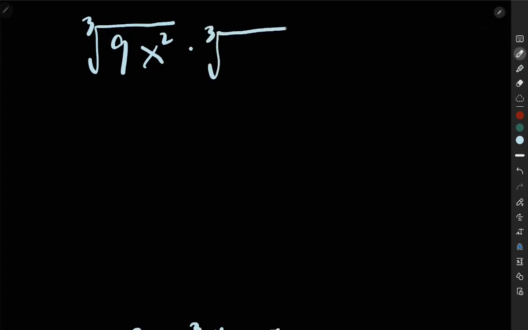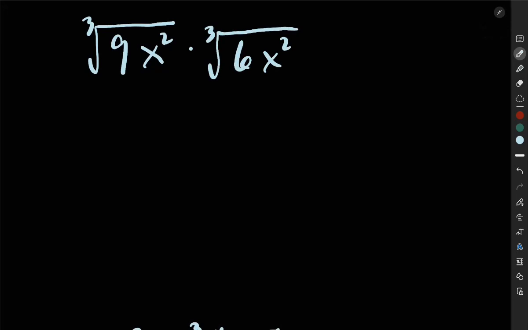Okay, so another example, we have cube root of 9x squared times cube root of 6x squared. So here you are not going to simplify directly because it's a multiplication of two radicals, and it is the same cube root, so we can just multiply what's inside and then copy the radical sign.